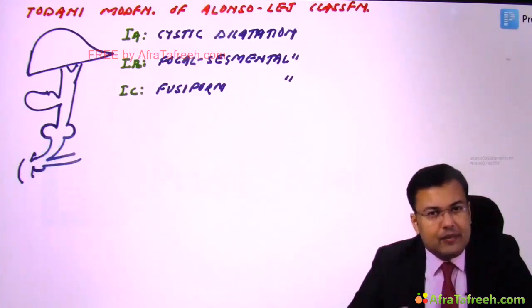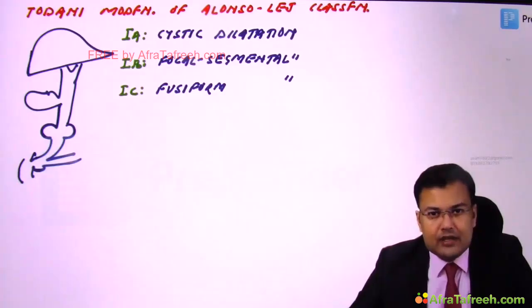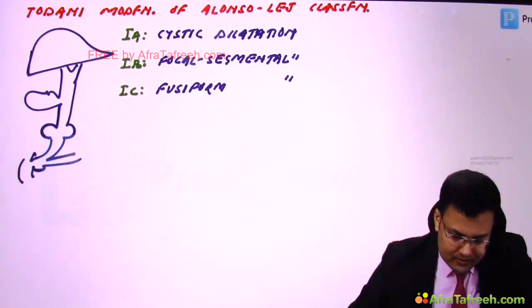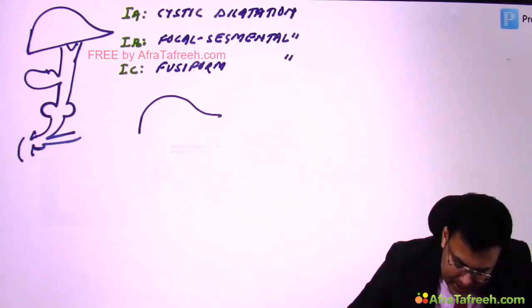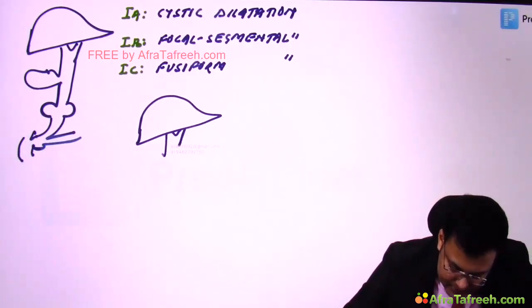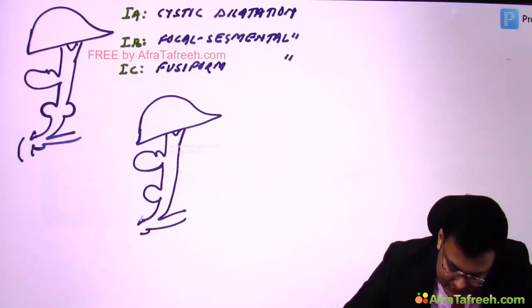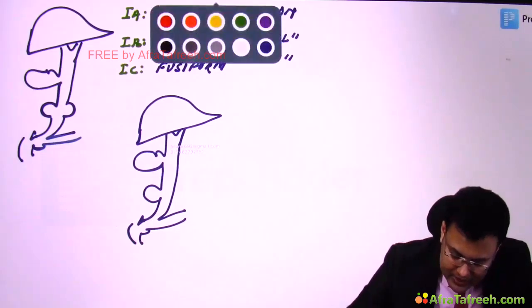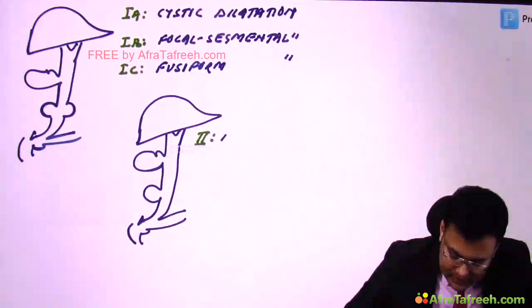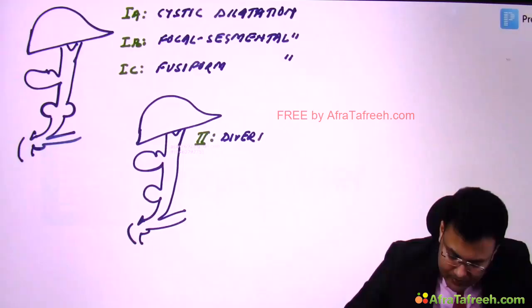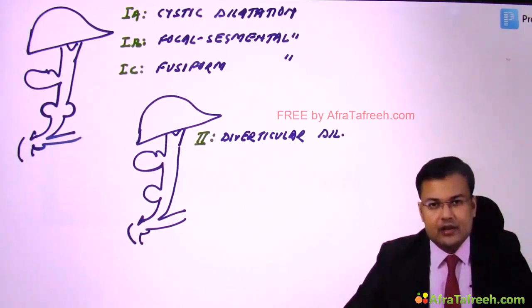Now what is type 2? In type 2 there is diverticular formation. So there is diverticular dilatation. So see the diagram. This is type 2. In type 2 you can see here there is diverticular formation. So this is diverticular dilatation, right? So type 2 is diverticular dilatation.